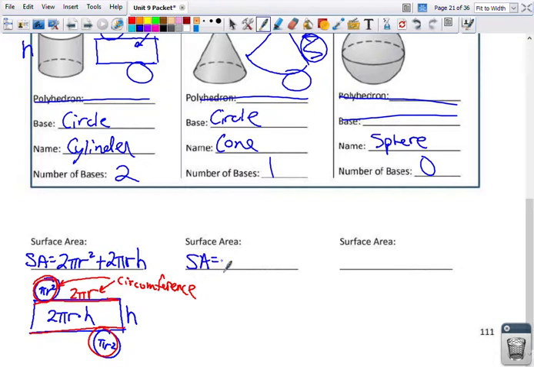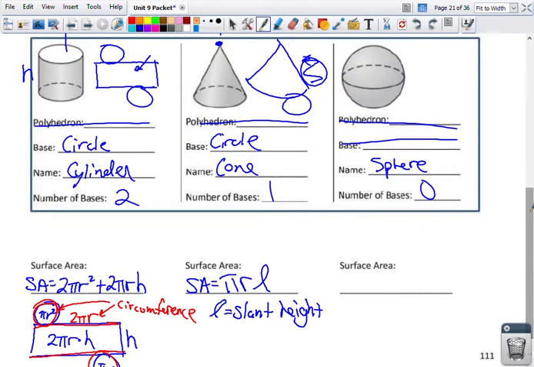I'm just going to give you the formula here. It's pi times the radius times cursive L, where cursive L is equal to the slant height. Not the height of the cone, it's the slant height. So if I come up here and label this drawing, it's this distance right here. This is the height right here. I am talking about this. This is the slant height.